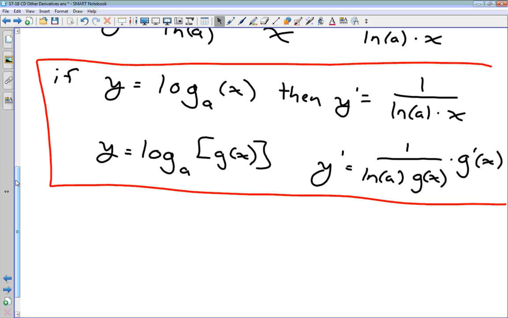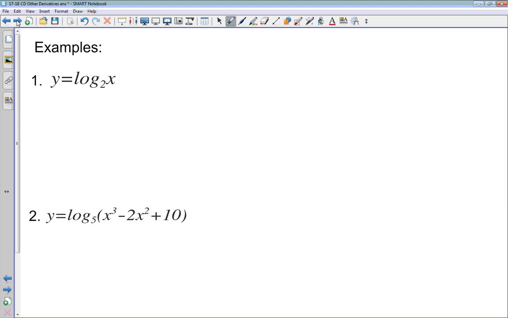So let's take a look at some examples here. Our first one is pretty straightforward. y equals log to the base 2 of x. It's a straightforward application of the derivative rule. Our argument there is just x, so it's just going to be 1 over x with this other factor of ln of whatever our base is. So our base is 2, so it's going to be 1 over ln 2 times x.